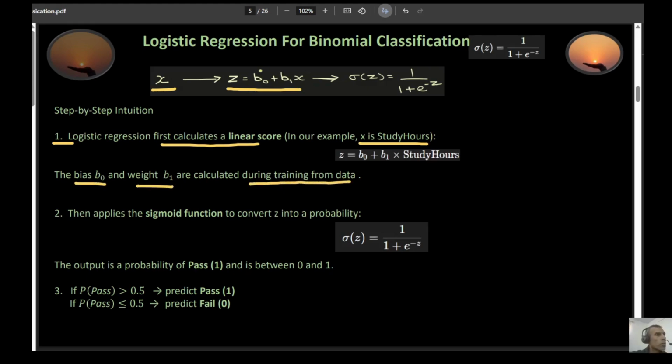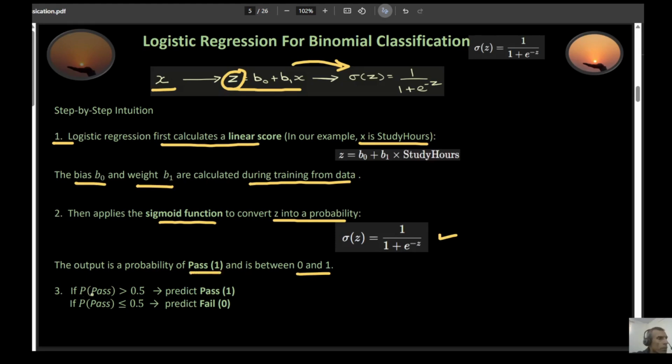Step two, once you have found your z value, then you find its corresponding sigma value. And then you apply the sigmoid function over here. So this converts your z into a probability. This will give you your output, and the output would be between 0 and 1. This output represents the probability of your label being exactly equal to 1, in other words, the probability that it falls in class 1. In this case, my class 1 was pass.